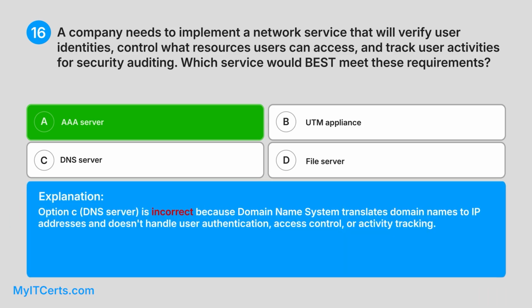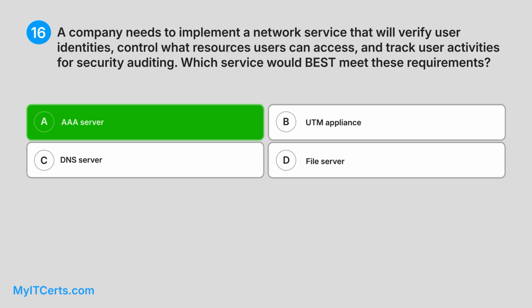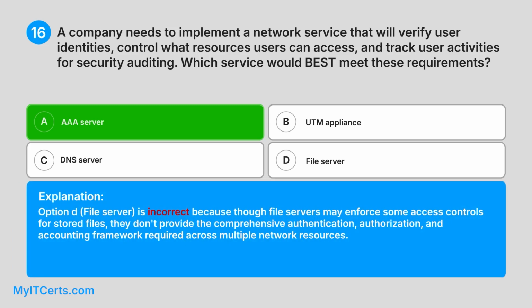Option C, DNS server, is incorrect because domain name system translates domain names to IP addresses and doesn't handle user authentication, access control, or activity tracking. Option D, file server, is incorrect because though file servers may enforce some access controls for stored files, they don't provide the comprehensive authentication, authorization, and accounting framework required across multiple network resources.